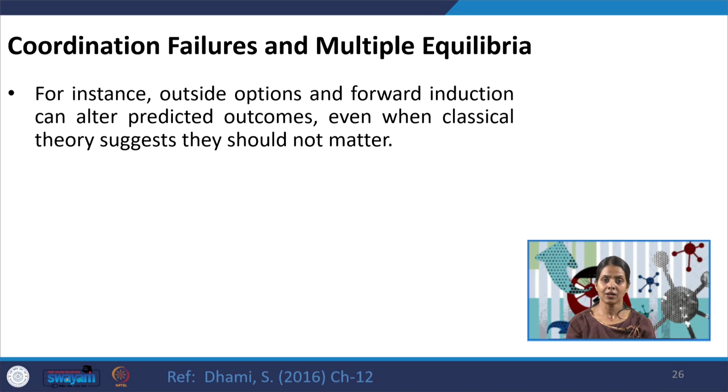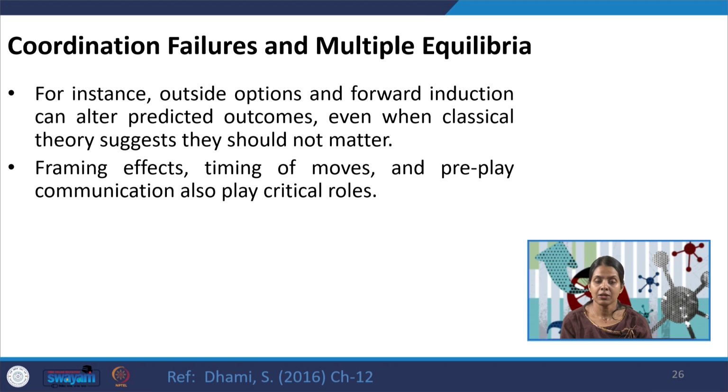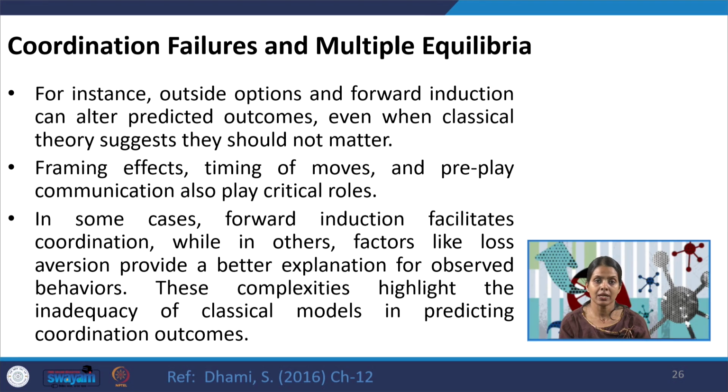In a similar fashion, we have so far talked about backward induction, but it has been observed that people play forward induction, beginning from the beginning. Then what will be the final outcome, and accordingly people may deviate from Nash equilibrium. Framing effects, timing of moves and pre-play communication also play critical roles. In some cases, forward induction facilitates coordination, while in others factors like loss aversion provide a better explanation for observed behavior. These complexities highlight the inadequacy of classical models in predicting coordinating outcomes.